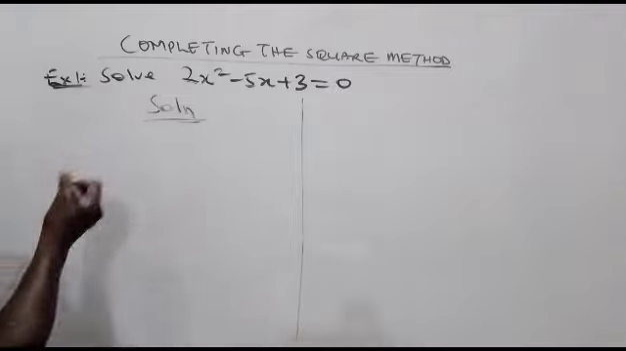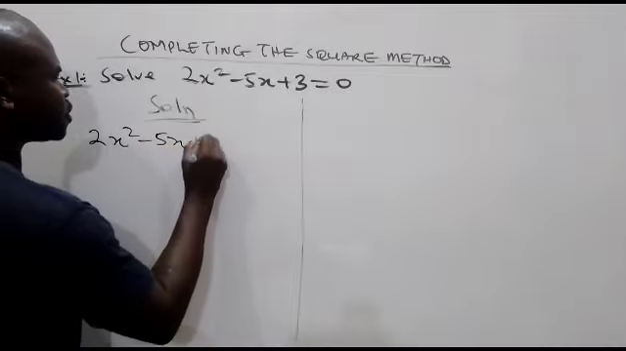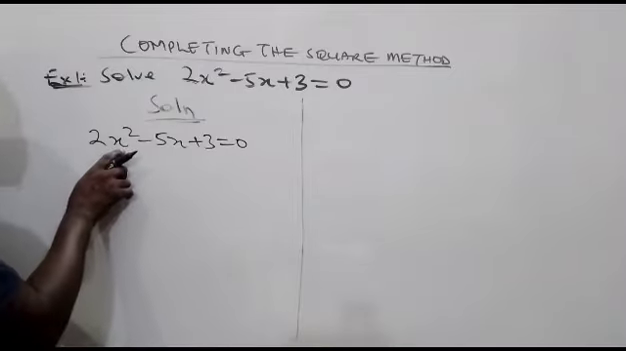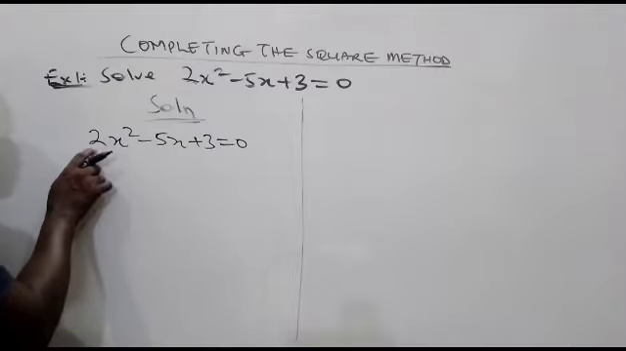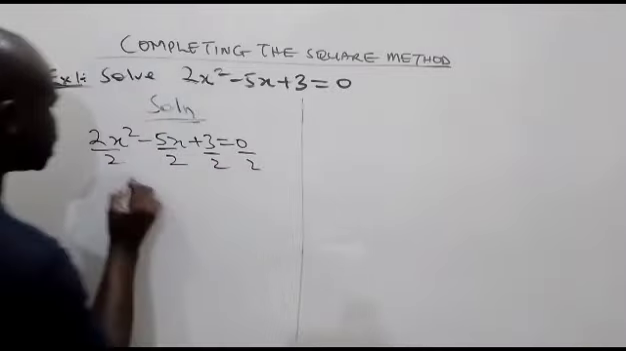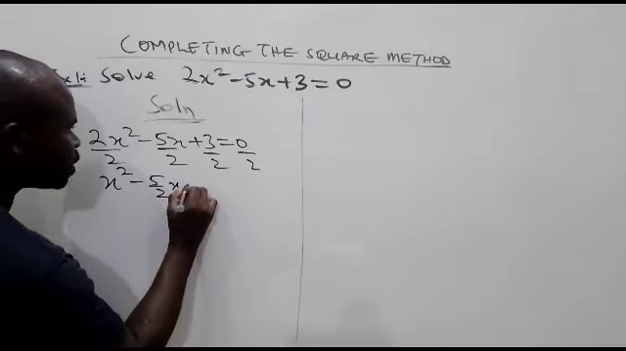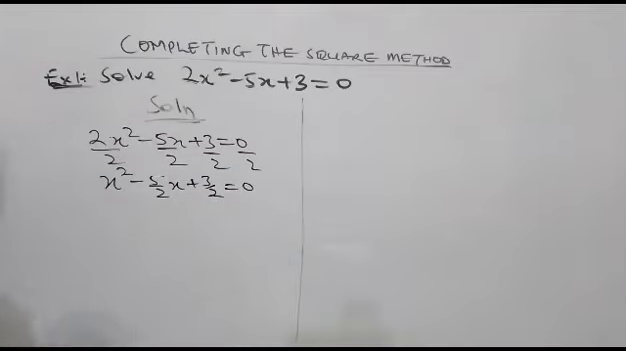Under the completing the square method, we are going to write the equation out: 2x squared minus 5x plus 3 equal to 0. There are about 5 steps involved here. The first step is that you make the coefficient of x squared equal to 1. In this case, the coefficient of x squared is 2, so you divide everything by 2. If you do that, you are going to have x squared minus 5 all over 2x plus 3 all over 2 equal to 0. That is the first step. You make the coefficient of x squared equal to 1.